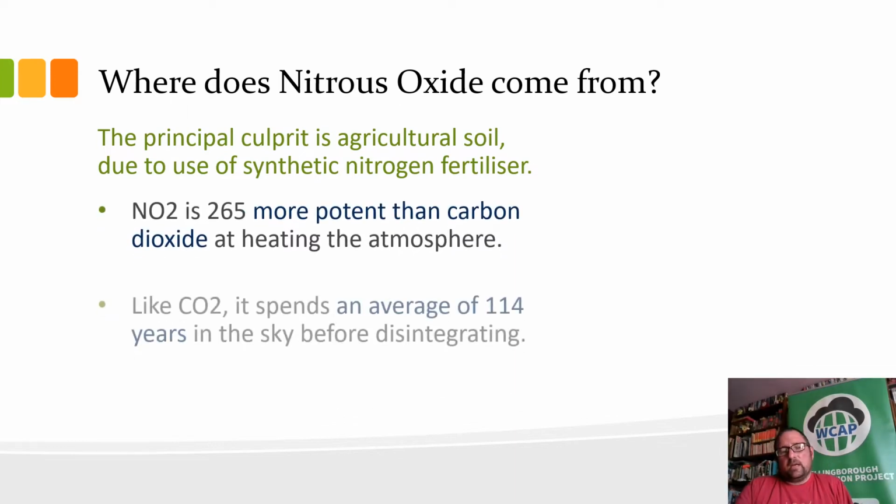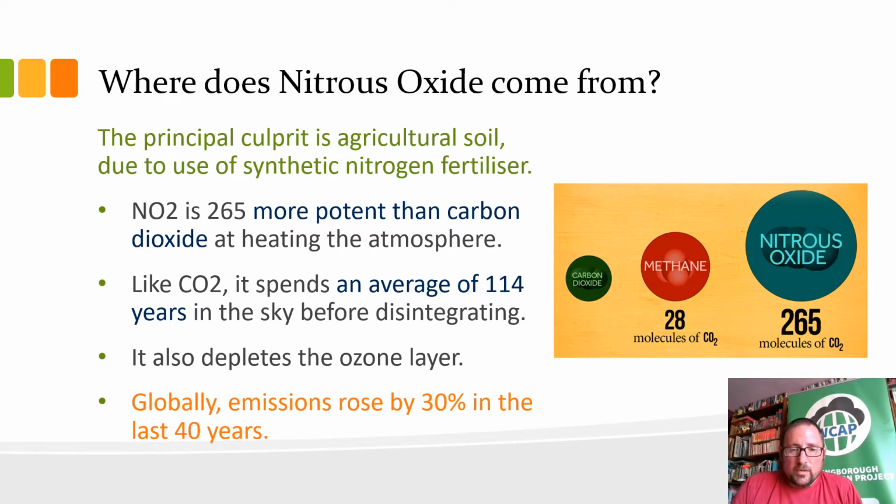So where does nitrous oxide come from? The principal culprit is agricultural soil due to the synthetic nitrogen fertilizer used. Nitrous oxide is 265 times more potent than carbon dioxide at heating the atmosphere. Like CO2, it spends 114 years in the sky before disintegrating, and it also depletes the ozone layer. The worrying thing is that global emissions have actually risen in the last 40 years by 30%. It's also worth pointing out the picture on the side there that methane is also 28 times more potent than carbon dioxide.